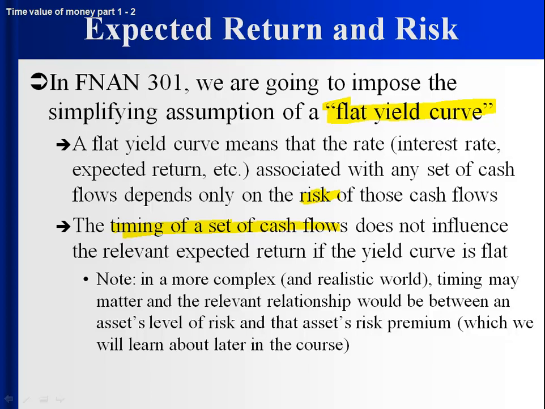It doesn't matter if one of them pays investors a month from now and the other one pays investors 100 years from now. The monthly rate on those would be identical because they have the same risk. Based on this assumption of the flat yield curve, we can make that. The reason we do that is to simplify the world and to really drive home the fact that we can look at risk through expected return.